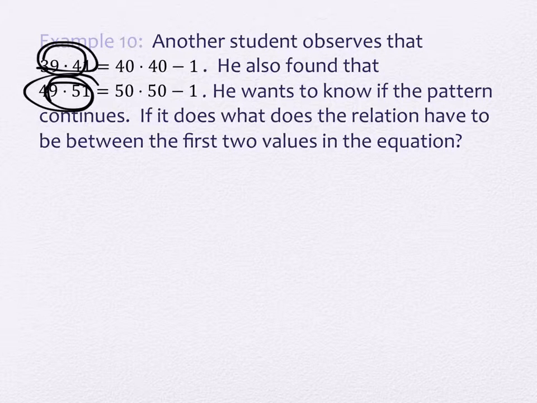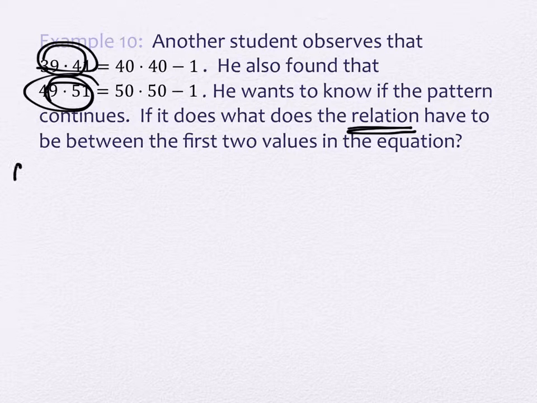Is everybody good with that? So that there is the one number in between that we can use on the other side. Is everybody good so far? So the relationship between 39 and 41 is that they're 2 apart. So when it asks what the relation has to be, so far all we know is that they would have to be 2 apart to continue a pattern. So let's see what happens if they are 2 apart.